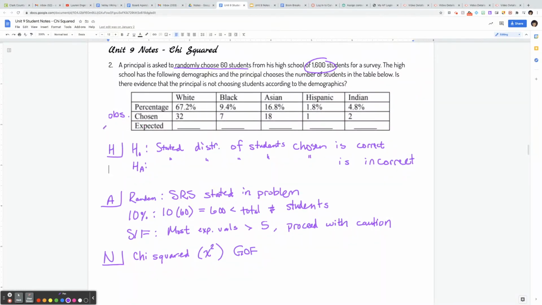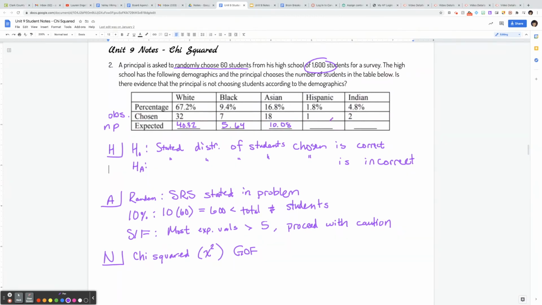So remember, expected values are np. For example, this expected value is 60 times 0.672, and I got 40.32 when I did that. This one is 60 times 9.4%, this one 60 times 16.8%, etc. So these are all of the expected values here. Remember, your calculator can do this for you. You don't have to do this by hand.